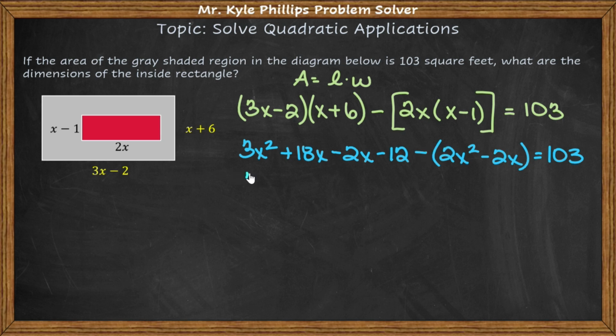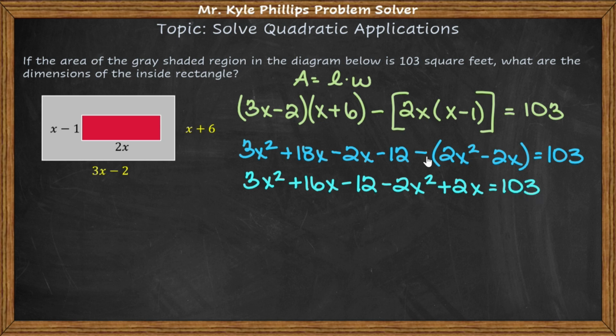So I have 3x squared. I'll go ahead and say 18 minus 2x, this is going to be 16x minus 12 minus 2x squared plus 2x equals 103. Now remember, this negative went to the 2x squared, and it also goes to the negative 2x.